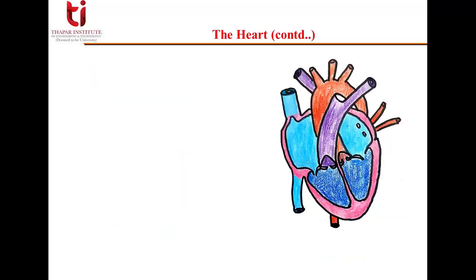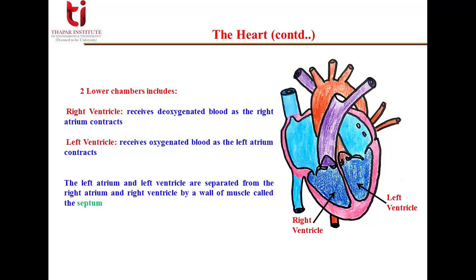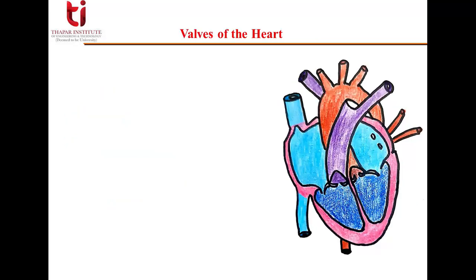The two lower chambers include the right ventricle and the left ventricle. The right ventricle receives deoxygenated blood as the right atrium contracts. The left ventricle receives oxygenated blood as the left atrium contracts. The left atrium and the left ventricle are separated from the right atrium and right ventricle by a wall of muscle called the septum. Now let's discuss the valves of the heart.